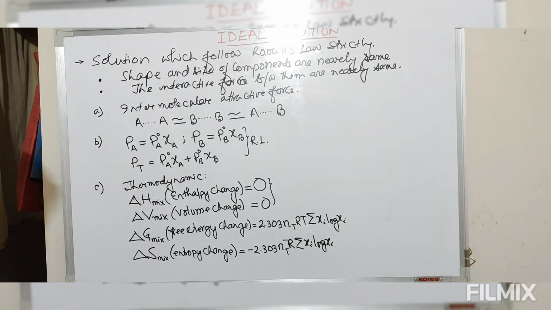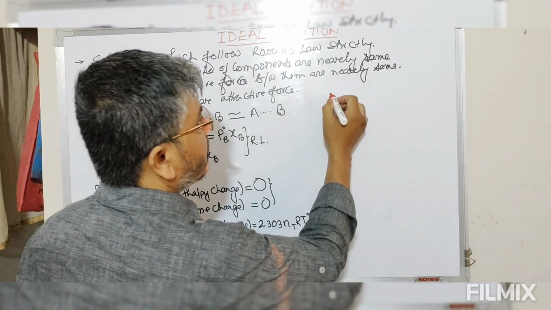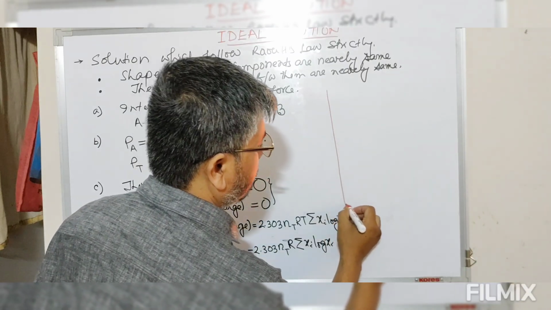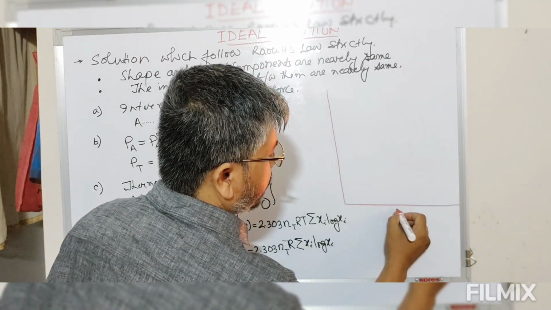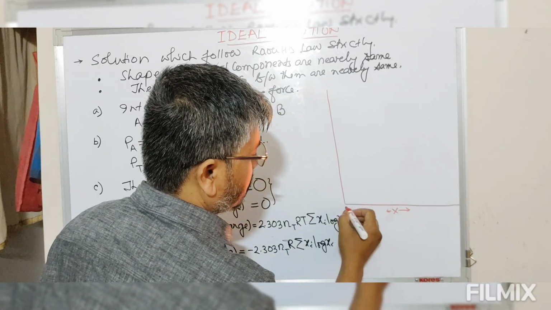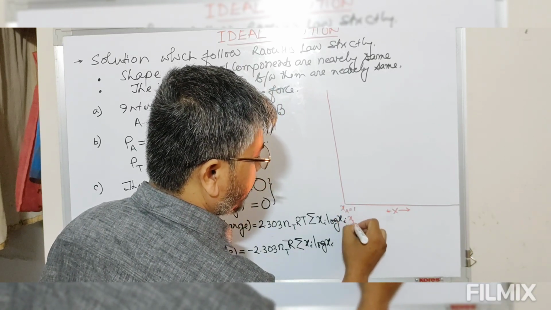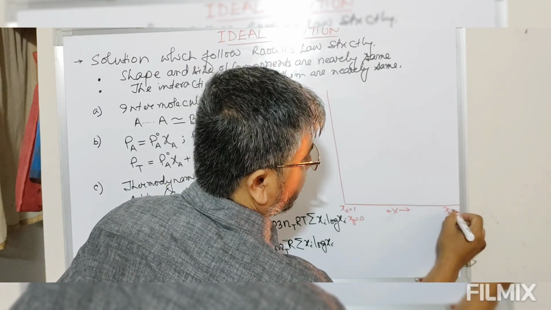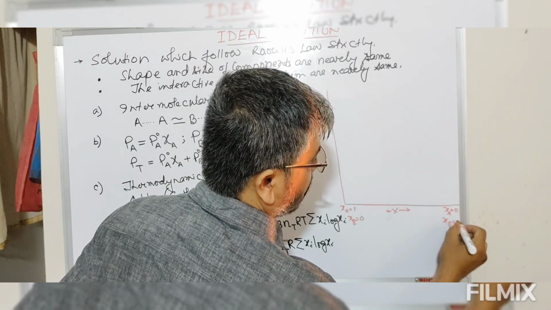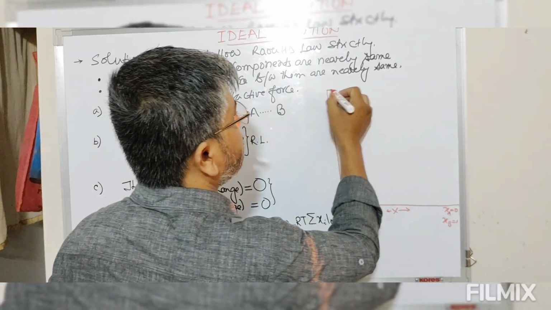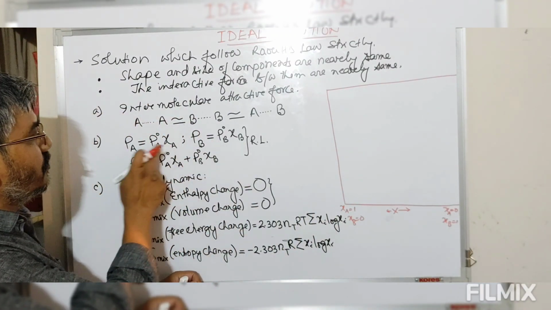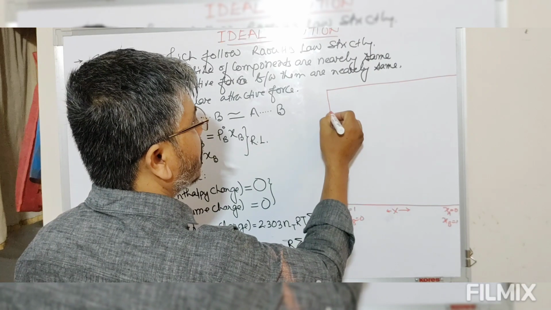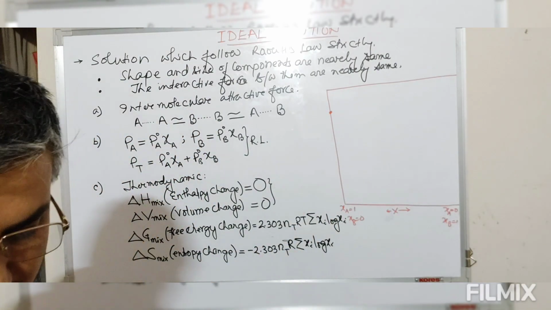Now for this ideal solution, the graph that represents the ideal solution is, suppose, look at it, this is the variation of mole fraction. So we have mole fraction of A is 1 and mole fraction of B is 0 here, and mole fraction of A is 0 and mole fraction of B is 1 here. Now when the mole fraction of A is 1, look at this, P is equal to P A naught. So let's suppose this is P A naught.